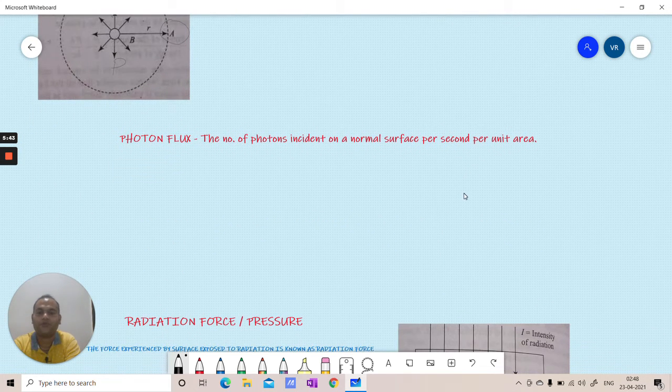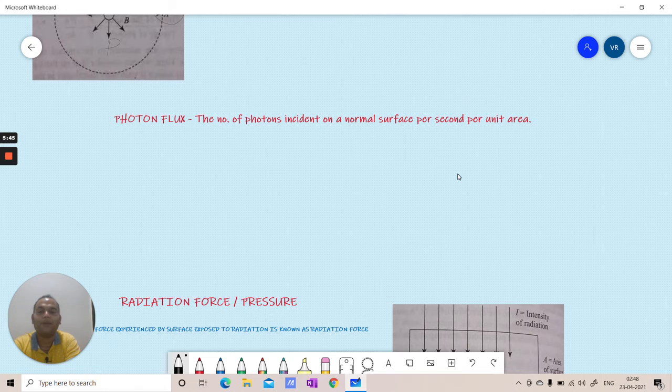Now what is photon flux? Photon flux is the number of photons incident on a normal surface per second per unit area. Photon flux is denoted by phi. It is intensity, because it is asking for the number of photons incident on a normal surface per second per unit area.